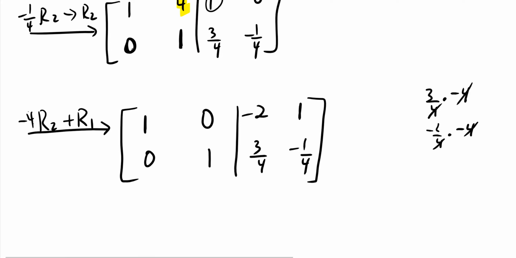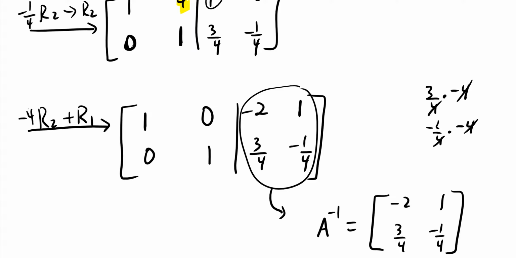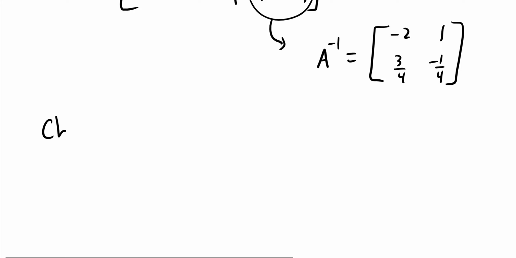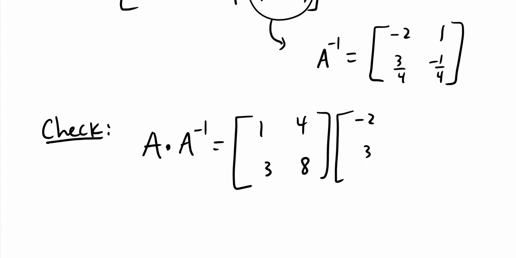And this matrix that we got, that's A inverse. That's the inverse of that matrix: negative 2, 1, 3/4, negative 1/4. This matrix is the inverse for the given matrix, and we can check that. How do we check this? We multiply the given matrix by the one we just obtained. The given matrix was 1, 4, 3, 8, and the inverse of that, negative 2, 3/4, 1, and negative 1/4.